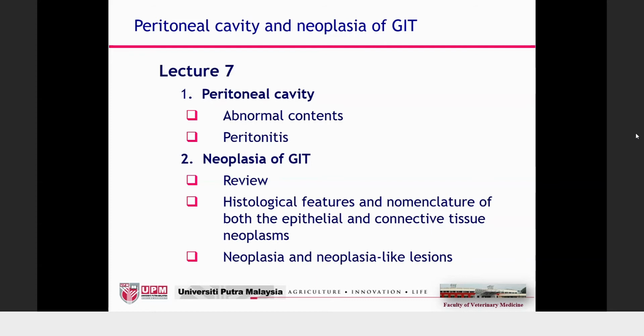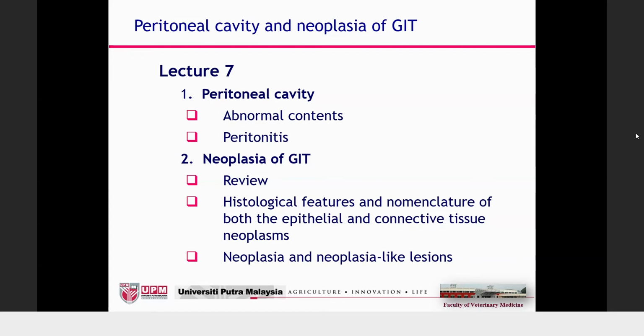Normally in GIT, we try to look more at neoplasia and sometimes neoplasia-like lesions. What I mean by neoplasia-like lesion is that the lesion sometimes looks like neoplasia, but actually it is not neoplasia. And this is very common, even in cases of active granuloma, for example. Sometimes it looks like a neoplasia, but actually it is not.